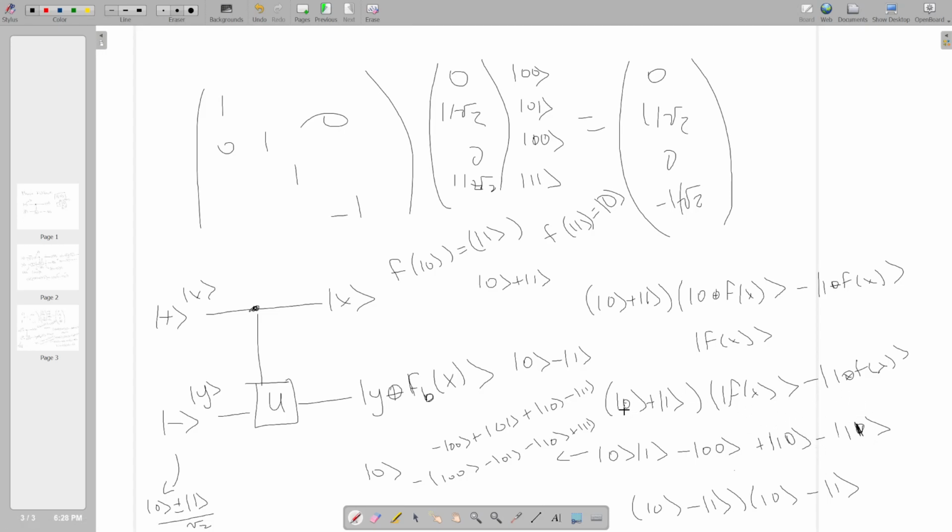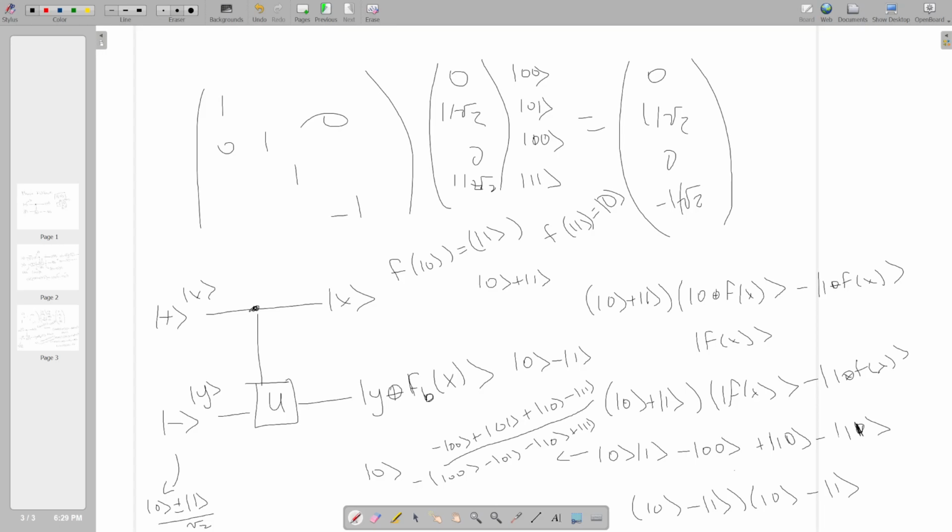So we have 0, f of 0 is 1, 0, 1, x or f of 0. And f of 0 is 1, remember, so 1 x or 1 is 0, so we have this. Then we have 1, f of 1 is 0, 1 x or f of 1, which would be 1 x or 0, which is 1. So we get this. So now we can write this.